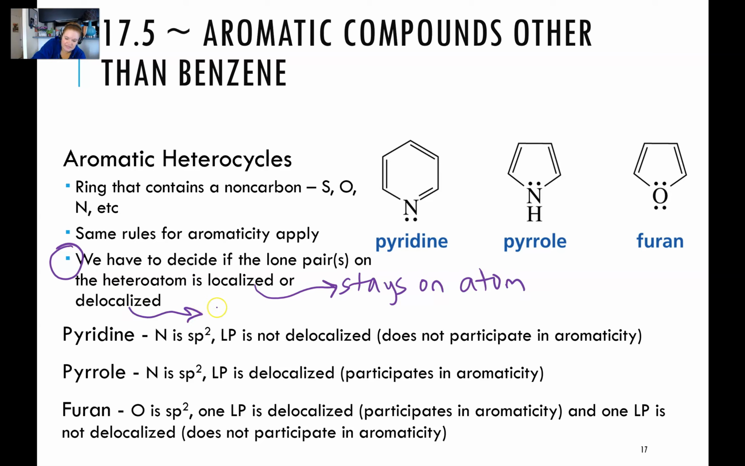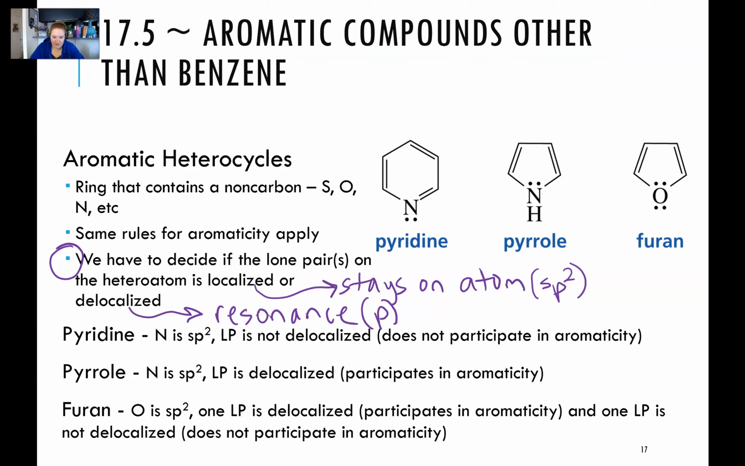Delocalized means that it can participate in resonance. Another way to think about these is that our delocalized electrons would be in an unhybridized p orbital, and our localized electron would be in a hybridized sp2 orbital. So if we look at our 3 molecules up here, we have pyridine, pyrrole, furan. You do not need to memorize those names. You will see them often though, so you might memorize them without trying.